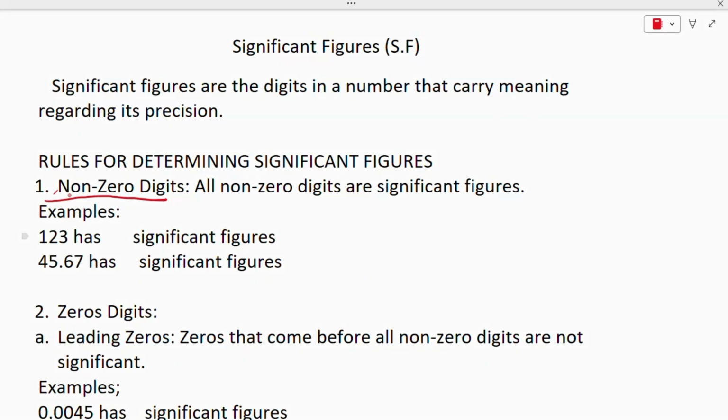If you take a look at this number right here, 123, it has 1, 2, 3, so it has three significant figures. For this other number, we have 1, 2, 3, 4, so this number has four significant figures. So all non-zero digits are significant figures. As long as there is no zero in that number, all digits in that particular number are significant figures.